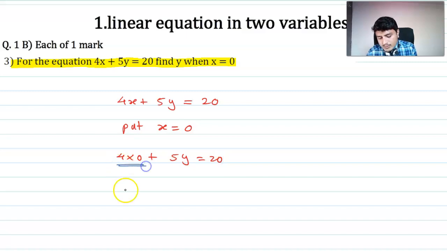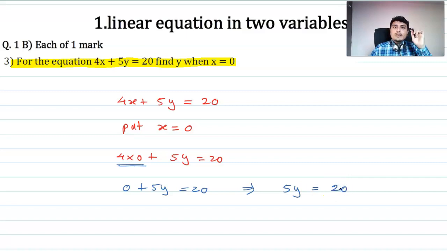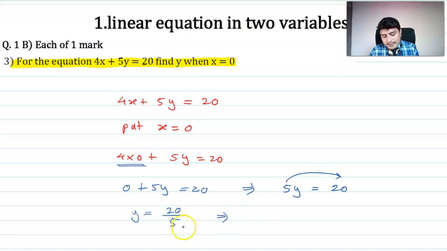Now 4 into 0 gives us 0, plus 5y equals 20. So 0 plus 5y means we have 5y equals 20. We have to evaluate the value of y alone, not 5y. So 5 is the multiplier. Shift the 5 from LHS to RHS so that we get the value of y. A multiplier 5 becomes a divisor after shifting. So 20 divided by 5, we have the value of y as 4. So that is our answer.